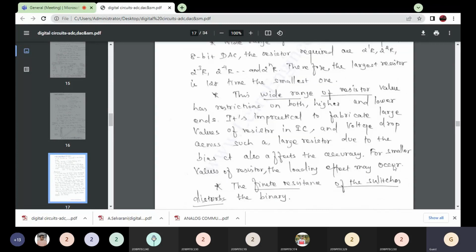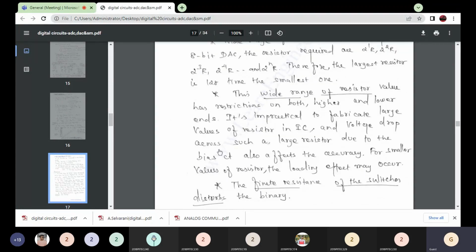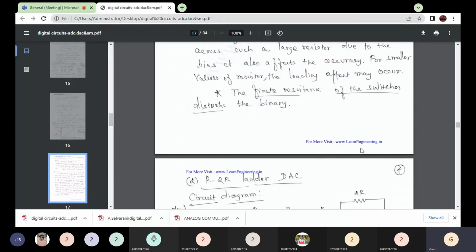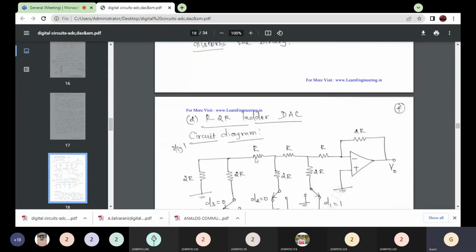Also, using a large resistor means a voltage drop across the large resistor due to bias current, which will affect the accuracy of the converter. At the other end, the small resistor is affected by the loading effect. This is the main disadvantage of the binary weighted resistor type D2A converter. To avoid this problem, we go for the next type, the R-2R ladder type D2A converter.